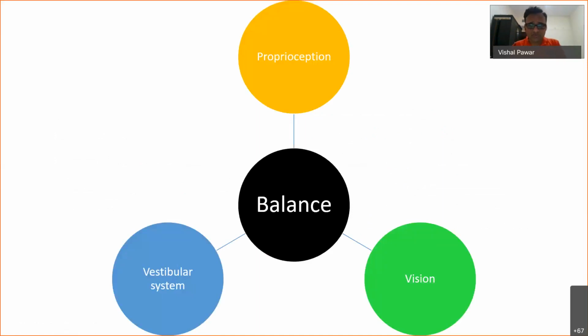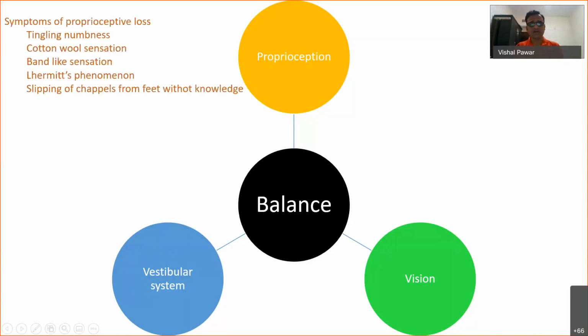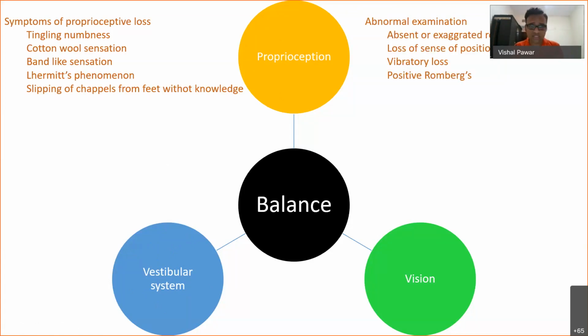So whenever we are challenged by a patient who presents with unsteadiness of gait, we must check for vestibular symptoms and signs, and proprioceptive symptoms and signs. So what are these symptoms and signs? Symptoms of proprioceptive loss are tingling numbness, cotton wool sensation, band-like sensation, Lhermitte's phenomenon. Slipping of chappals from the feet without knowledge is proprioceptive loss. I'm really sorry for my spelling mistakes because I was literally falling short of time.